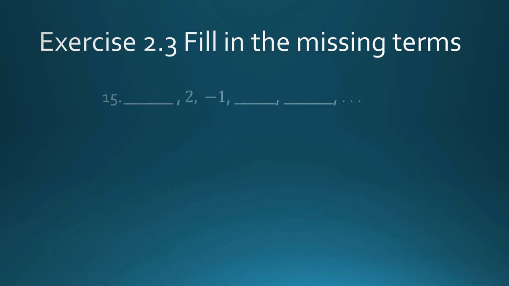So this one is about filling in the missing terms. We are assuming that this is an arithmetic sequence. This is exercise 2.3, number 15. The 15 here is not part of the sequence. So fill in the missing terms, assuming that this is an arithmetic sequence.